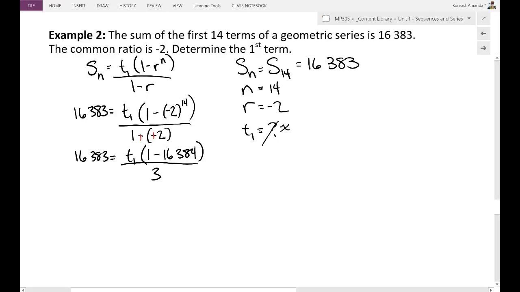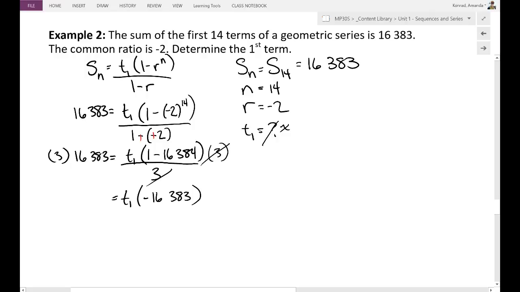I can get rid of that 3 in the denominator right now, and the faster I can get rid of denominators, the better. Now I have term 1. I'm also going to simplify the brackets at the same time. I'm going to be left with a negative 16,383.